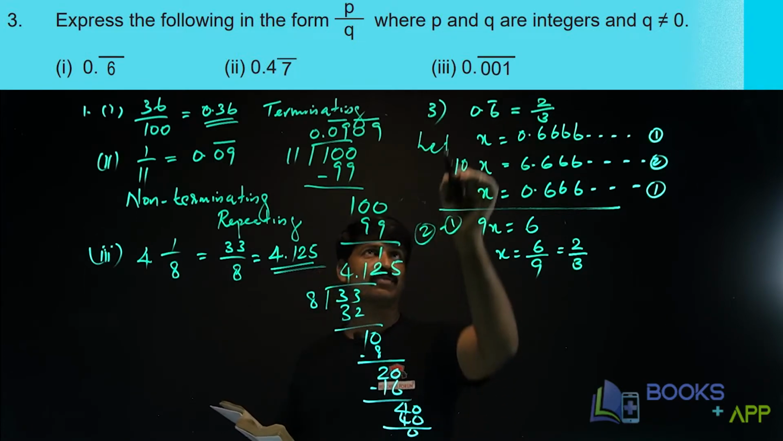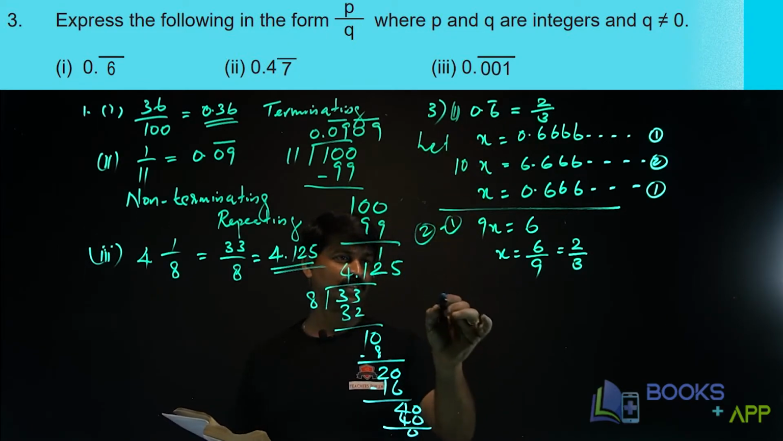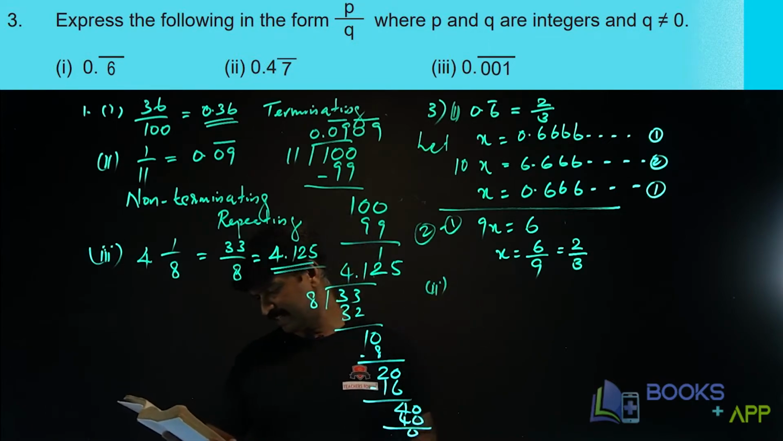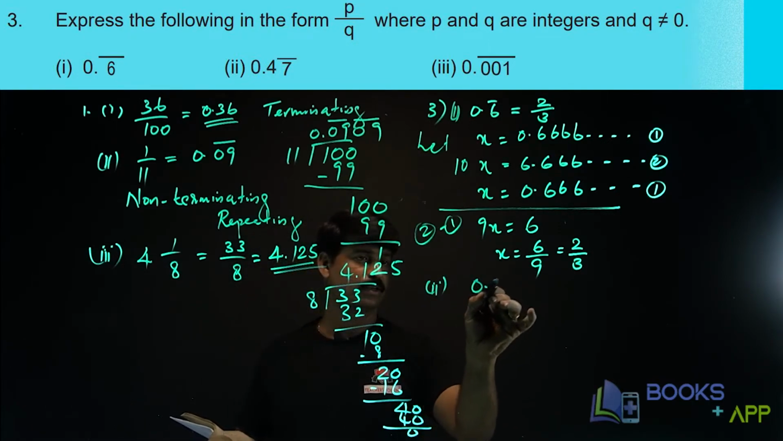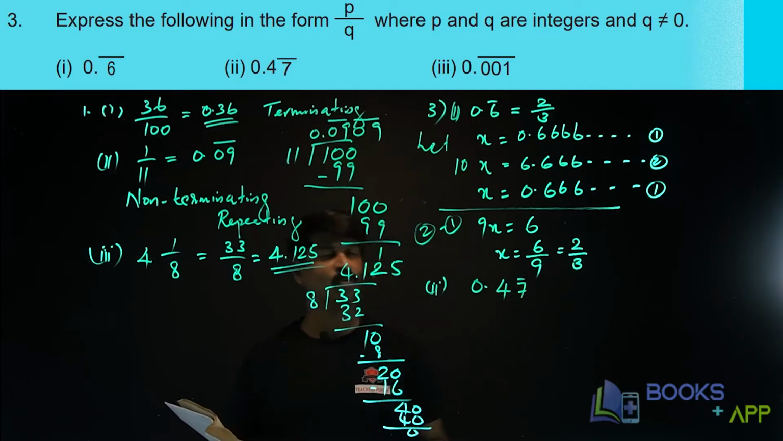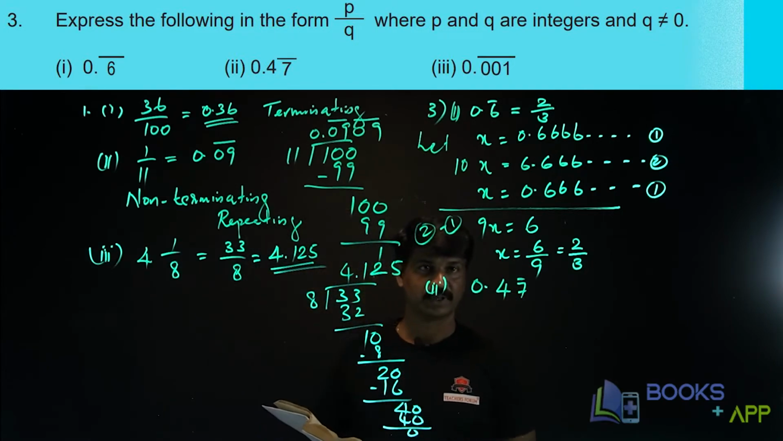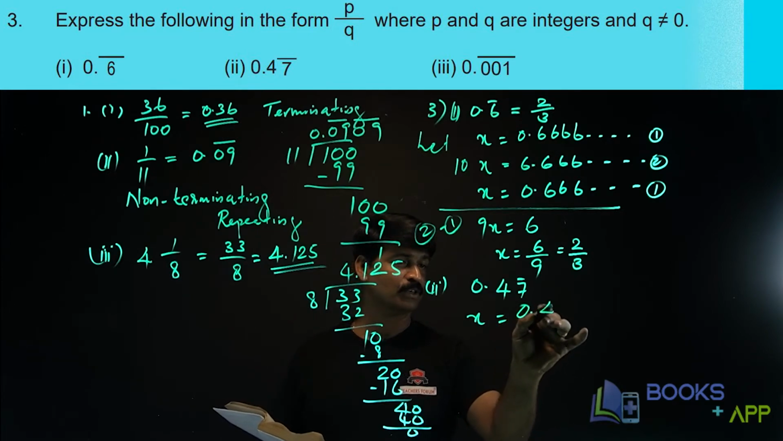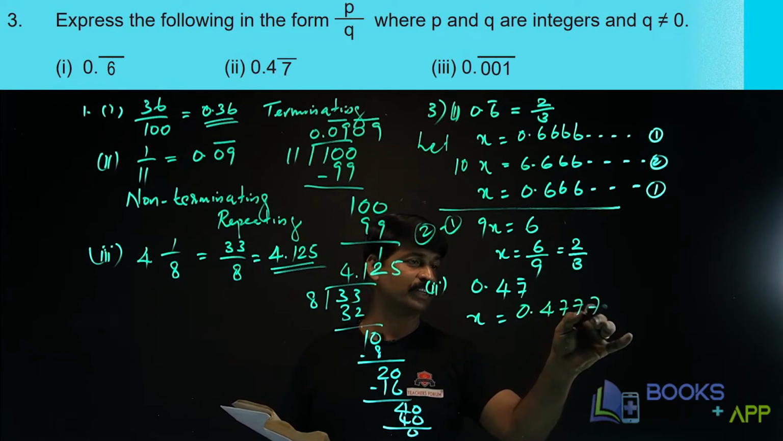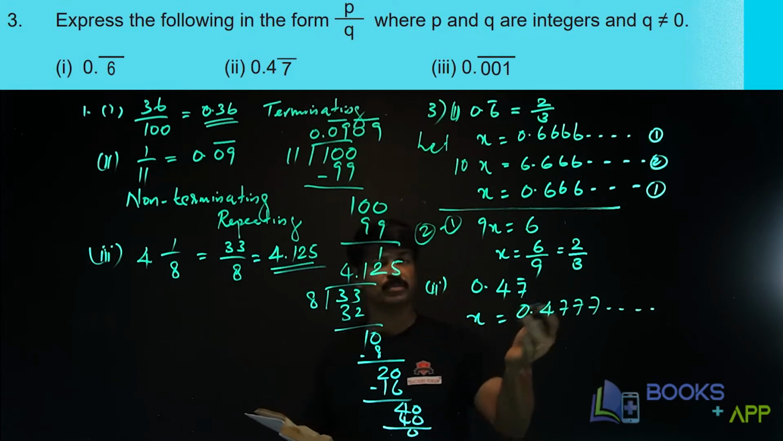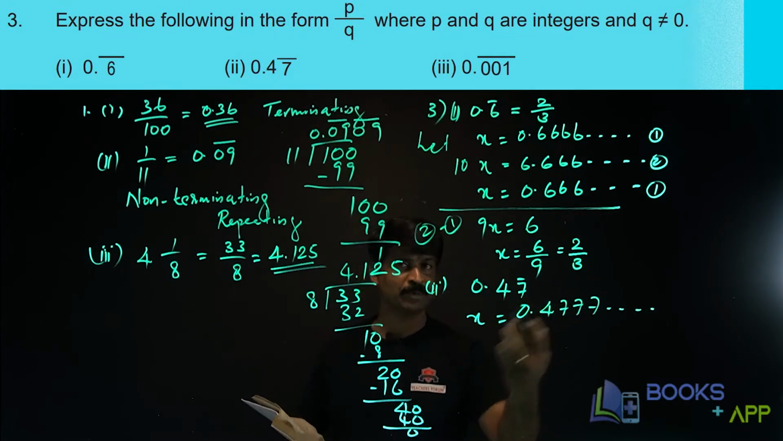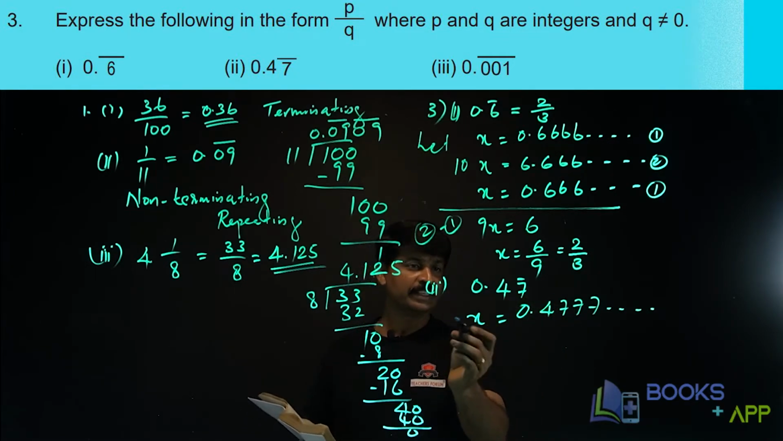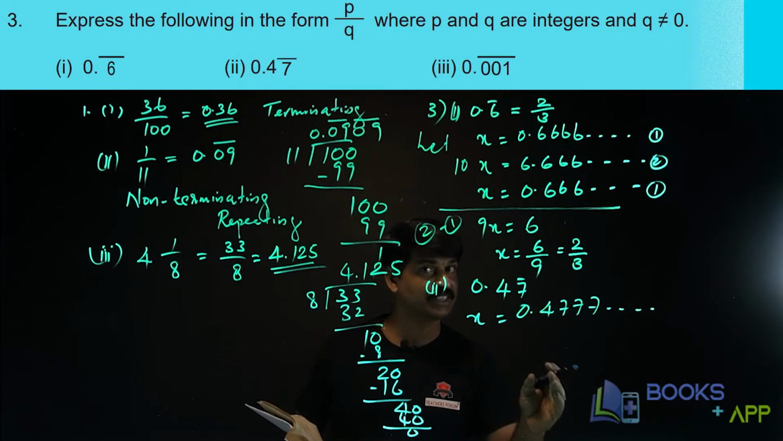Now let us solve the second one. Then it will be more clear to you. The second one is 0.47 bar. What is repeating? 7 is repeating. So we assume that let x is equal to what? 0.4777 etc. What you have to multiply here? If you want, you can multiply by 10. So what you will be getting? 10x is equal to 4.7777.